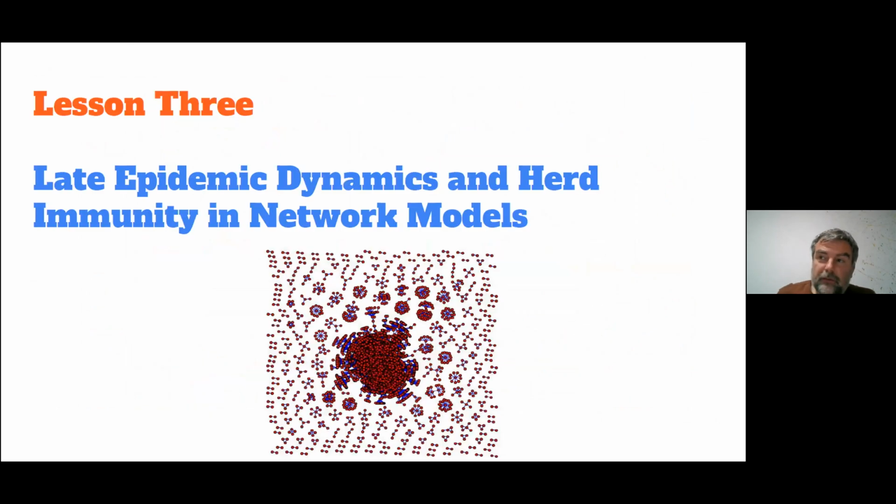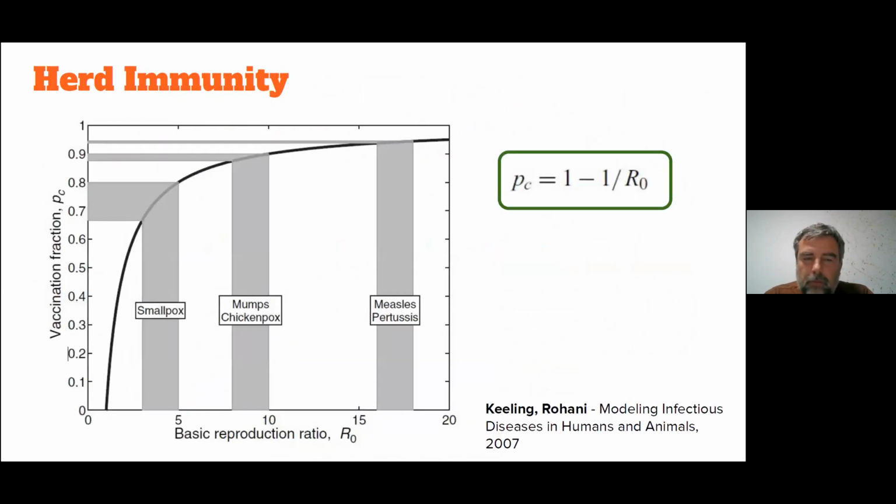And the last thing I want to say, lesson 3, is about the late epidemic. First I showed you the early epidemic, looking at how the wave looks. Second was the middle of the epidemic, where you expect exponential trends. But now I'm interested in the late epidemic dynamics, and what you can tell. I will look at network models now, and I will show you that herd immunity is a questionable concept in that case.